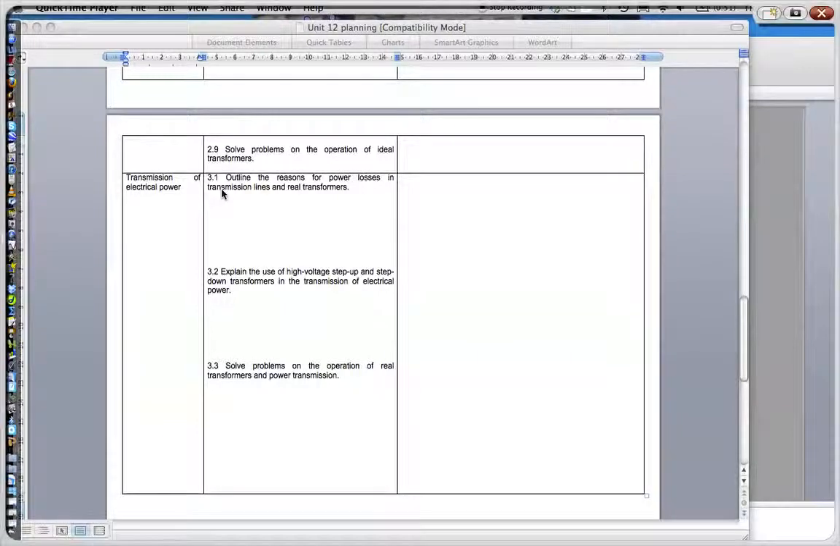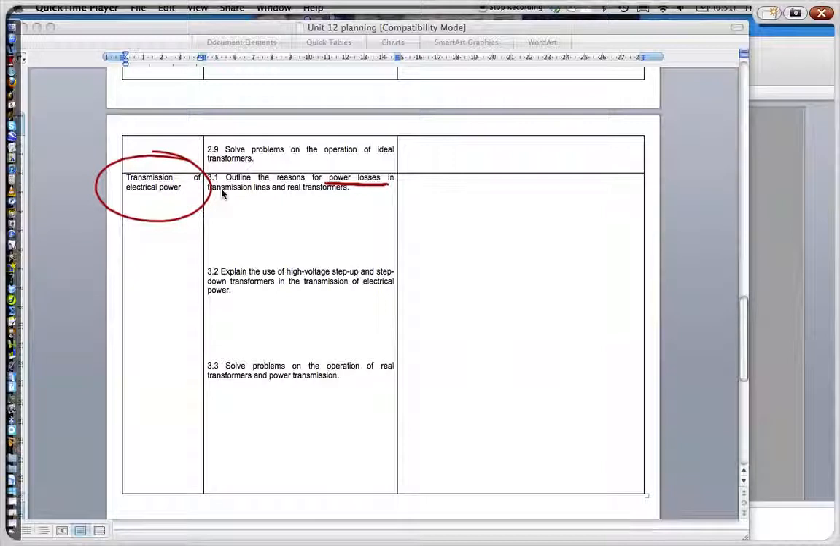In this recording, we are going to be looking at this section, transmission of electrical power. Now, I'm not going to do it all because I think you can do some reading on the section and also look at the relevant PowerPoint, the third of the PowerPoints. But firstly, just to look at this idea of power losses.